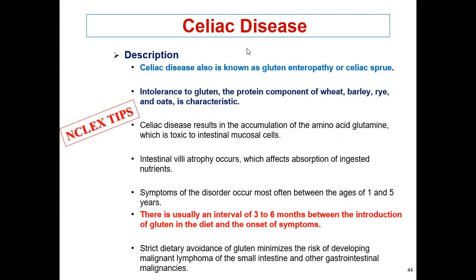It is an autoimmune disease. Here we are going to talk about pathophysiology, risk factors, signs and symptoms, laboratory results, diagnostics, treatment, and family education.